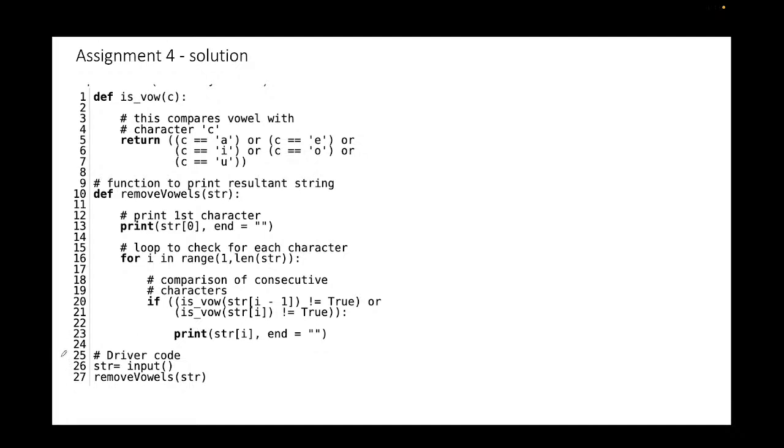So the main part of the code is here. You will take a string as an input, and then you are calling a function that will remove vowels when you supply the string as an input. The function remove vowels is defined here.